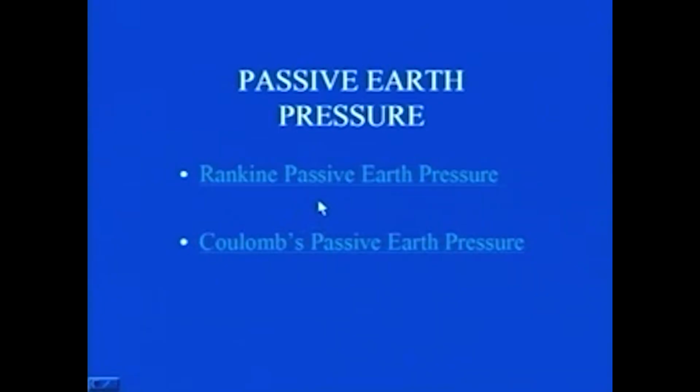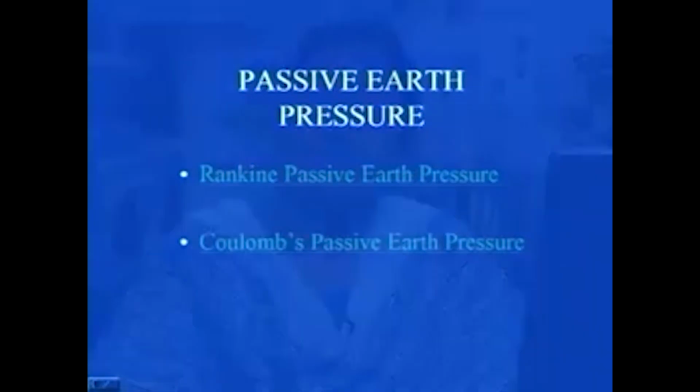Now, as in case of active earth pressure, we had two active earth pressure theories, that is Rankine active earth pressure theory and Coulomb's active earth pressure theory. Similarly, in case of passive earth pressure, we have two theories. One is Rankine passive earth pressure theory, another is Coulomb's passive earth pressure theory.